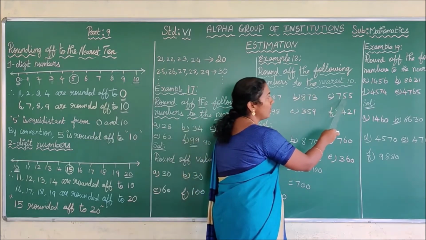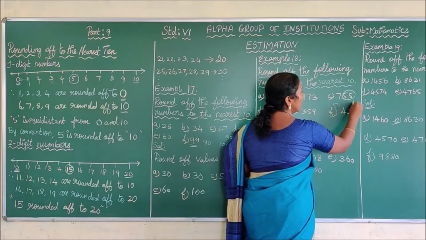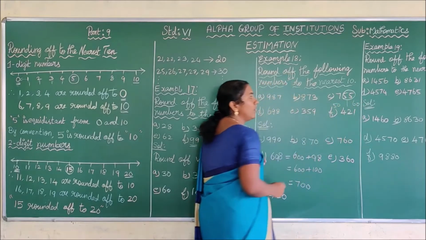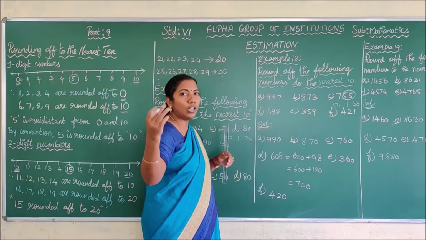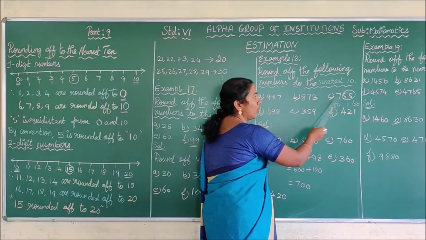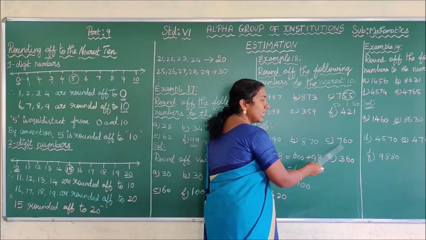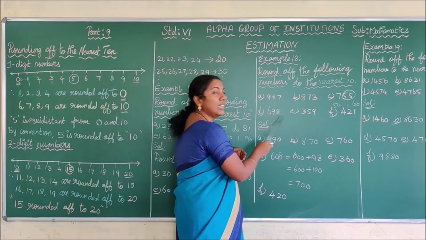See the next one, 755. 55 lies between 50 and 60. Before 55 we are rounding down to 50 and 55, 56 up to 59 are rounded up to 60. Therefore 55 is rounded up to 60. Thus your round up value of 755 is 760. Clear, children? See the next one, 698.